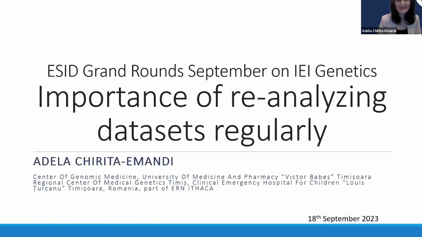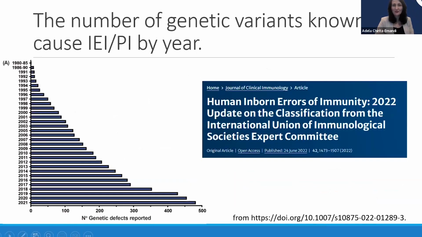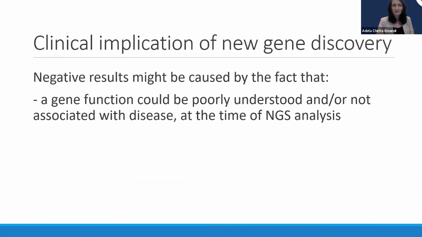So I will briefly discuss the importance of reanalyzing the datasets regularly. As you have observed in the clinic, the number of gene variants that are known to cause inborn errors of immunity has increased significantly since 1990, and now we look at up to 500 genes in this group of diseases. So what are the clinical implications of new gene discovery? Well, negative results might be caused by the fact that a gene function could be poorly understood or not at all associated with disease at the time of NGS analysis.